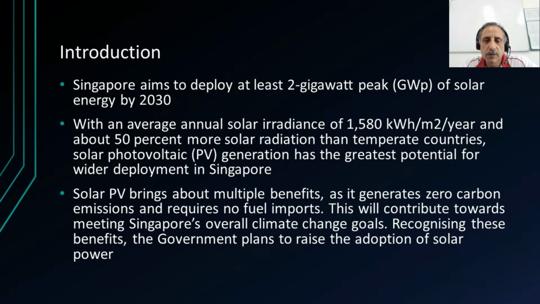Singapore aims to install roughly 2 gigawatt peak of solar PV generation capacity by 2030. Singapore has a very high annual solar insolation, or irradiation as you may call it, of about 1580 kilowatt hour per meter square. This is about 50% higher than temperate countries. Being carbon neutral, the Singapore government is planning and encouraging adoption of solar energy in the country. As you can see, having such a high irradiation, it makes a lot of sense for Singapore to adopt solar energy.